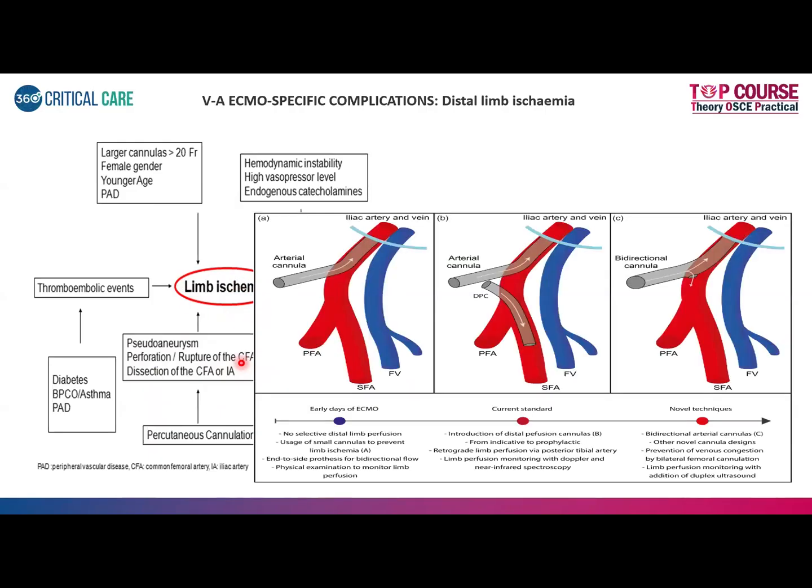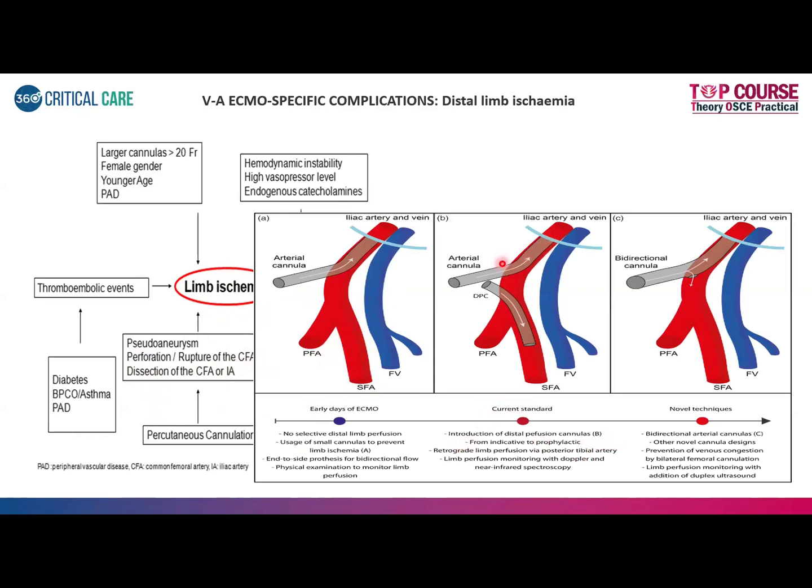And how are we going to treat it? Basically there is no distal perfusion happening. So ideally you use a smaller cannula to prevent this. A physical examination needs to be done to monitor the perfusion in the limbs. And the current standard is introduction of a distal perfusion cannula.